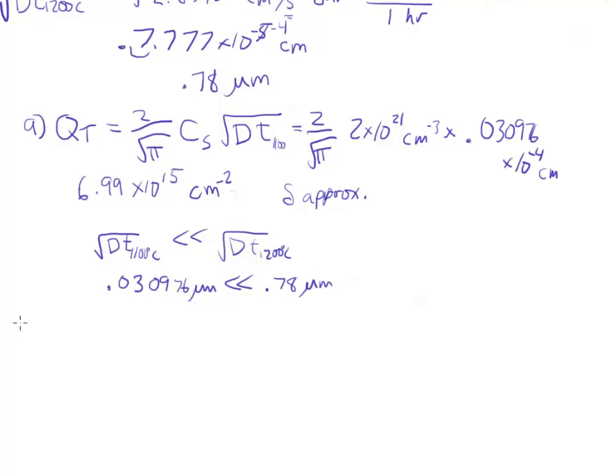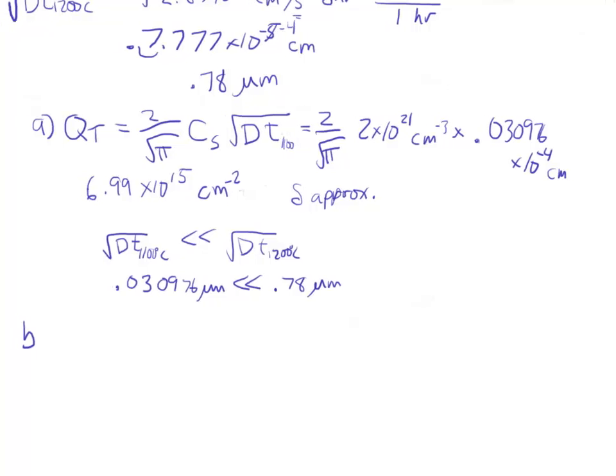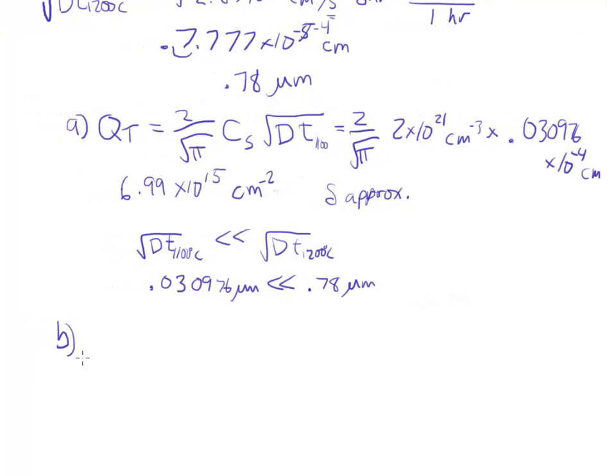Okay, let's look at part B. For part B, we're looking for a formula, not just a single answer. That formula is going to involve the concentration of dopants as you go down through the surface.